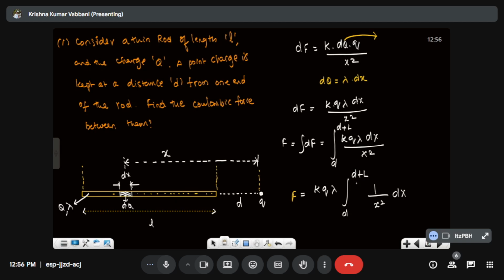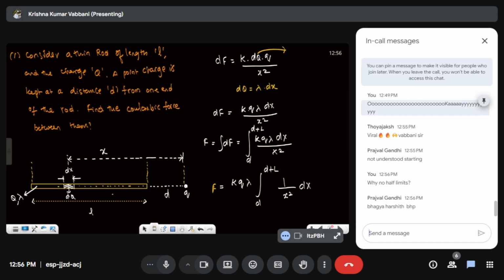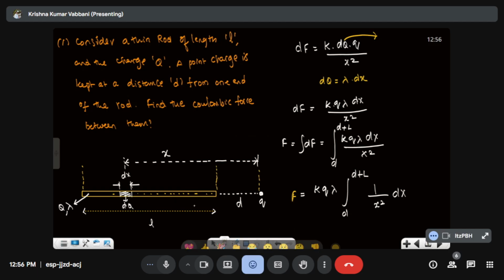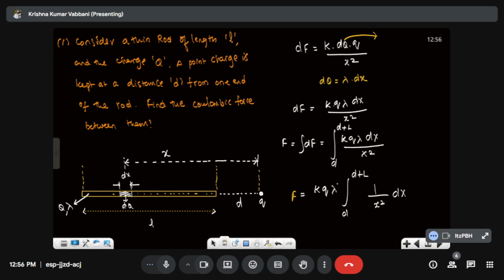Why no half limits? This is not symmetric. This example is unsymmetric. That's why here we didn't take the half limits.